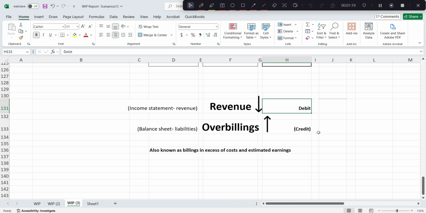Now you may hear overbillings called something else. It's typically known as billings in excess of cost and estimated earnings, but for simplification, I'm calling it overbillings here.